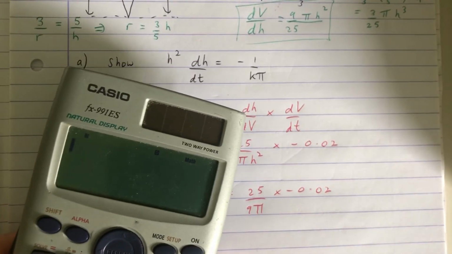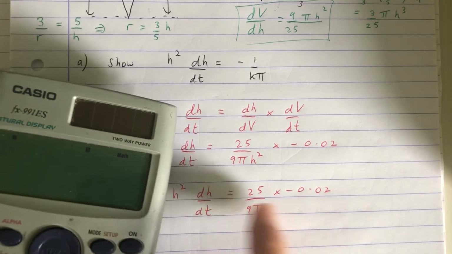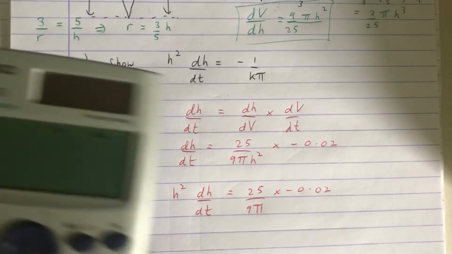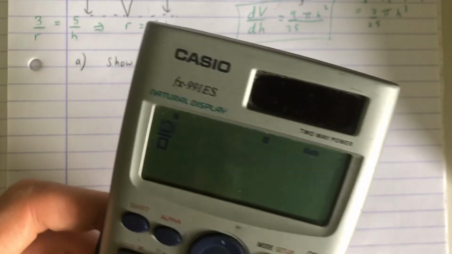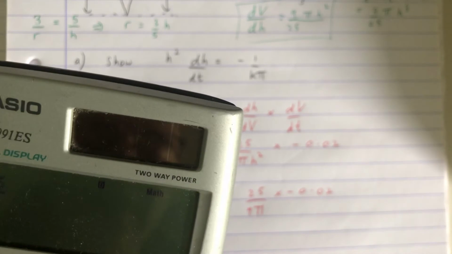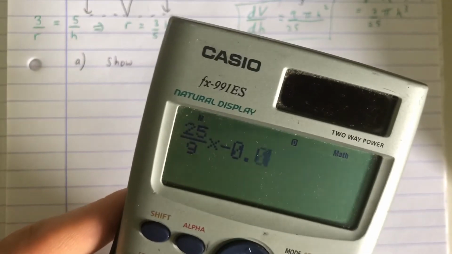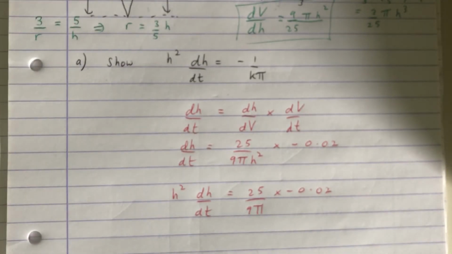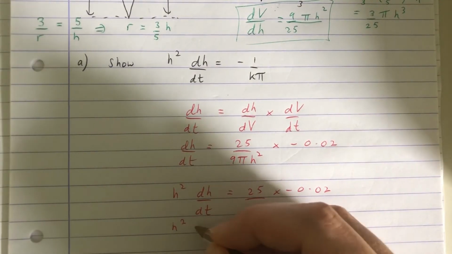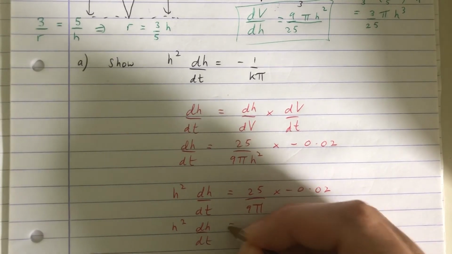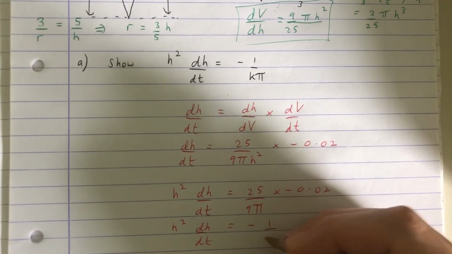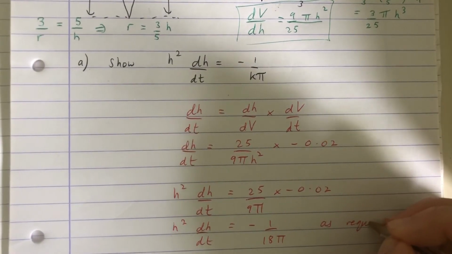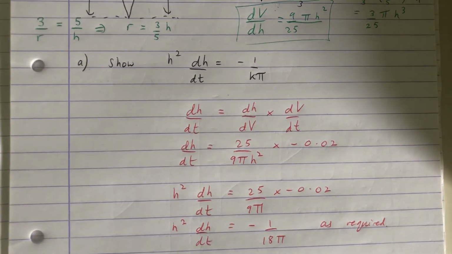So all I'm going to do is times the fraction and the decimal, knowing that pi is going to be on the denominator anyway. So 25 over 9 times -0.02 is -1/18. So you get h squared dh by dt is equal to -1/18 pi, as required. Tough part A, that one.